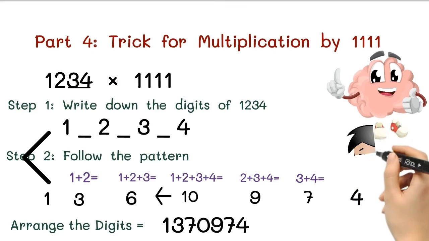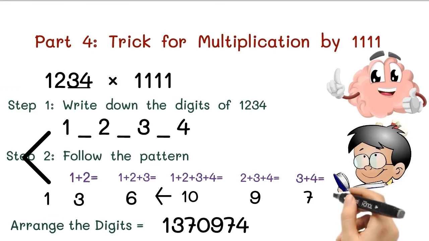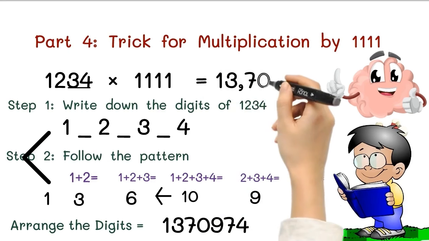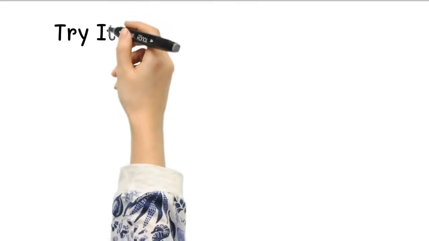And just like that, we've solved 1234 times 1111 equals 1,370,974 in seconds.